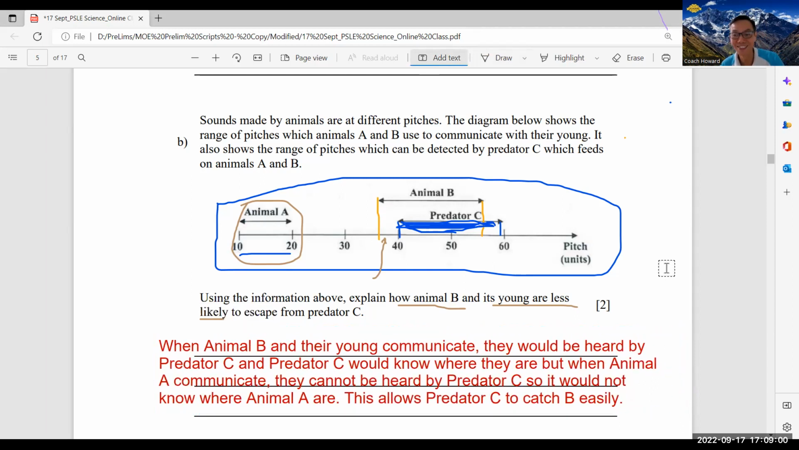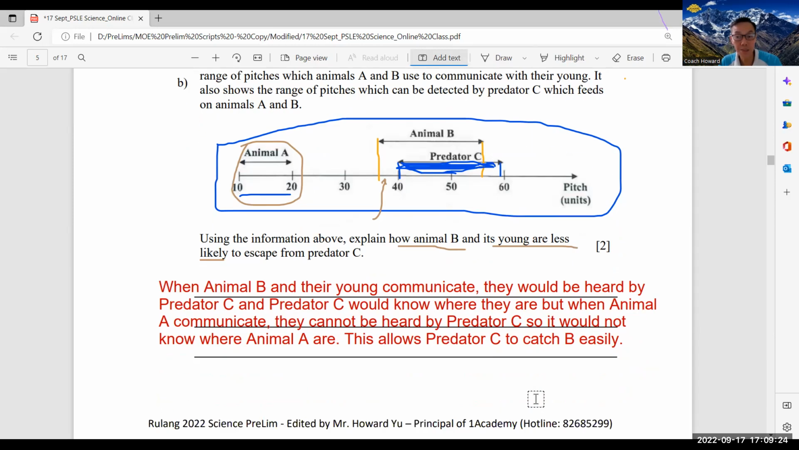It's not oral. Okay, so this one you mention, when animal B and their young communicate, they would be heard by predator C. And predator C would know where they are, but when animal A communicates, they cannot be heard by predator C. So it would not know where animal A are. This allows predator C to catch B easily. Okay, so this is a concise one. You take note of this. I will screenshot this and share with you.